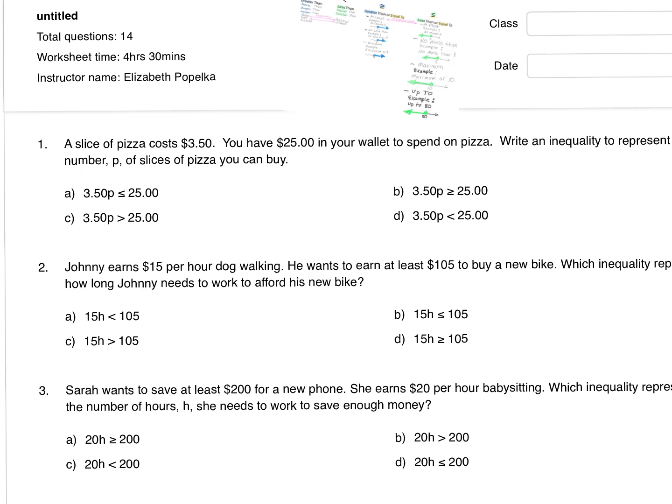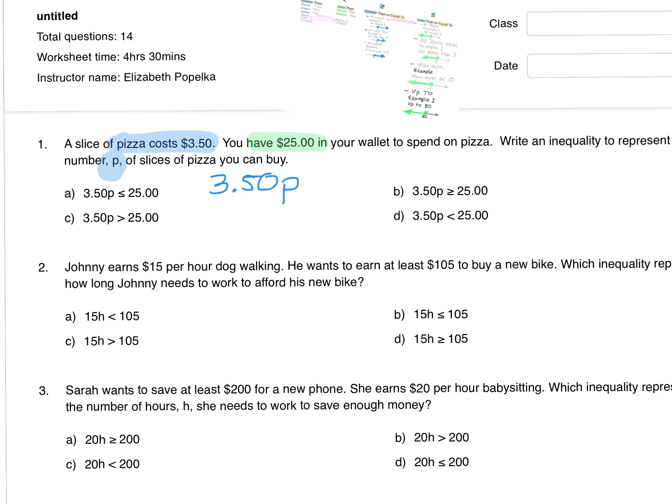Hi mathematicians, in this video we are going to write some inequalities that are a little bit more complex, and it says that a slice of pizza costs $3.50 and to use P for slices of pizza. So we'll represent that as $3.50 times P. Then it says you have $25 in your wallet.